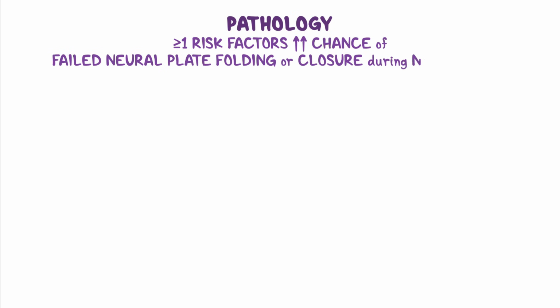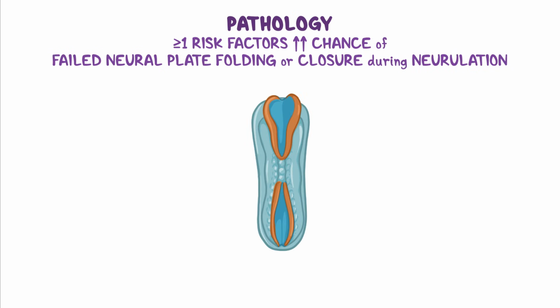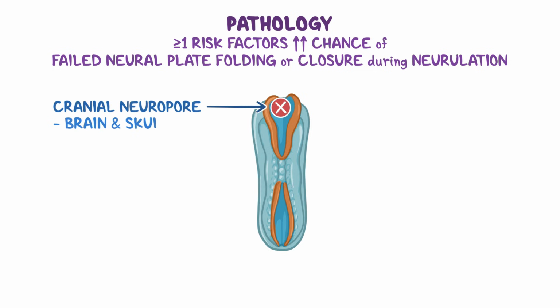Pathology-wise, one or more of these risk factors increase the chance of failed neural plate folding or closure during neurulation. More specifically, this can occur either at the cranial neuropore, involving the brain and skull, or at the caudal neuropore, involving the spinal cord.